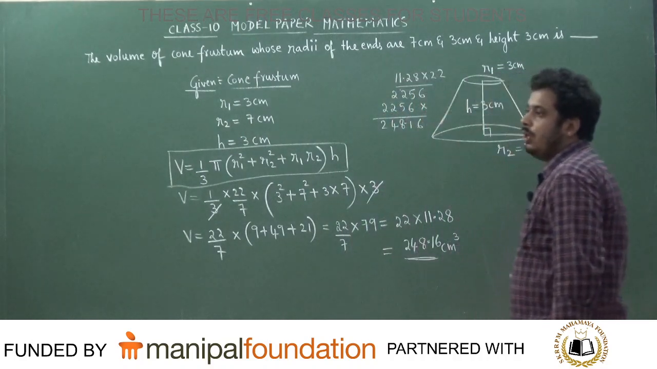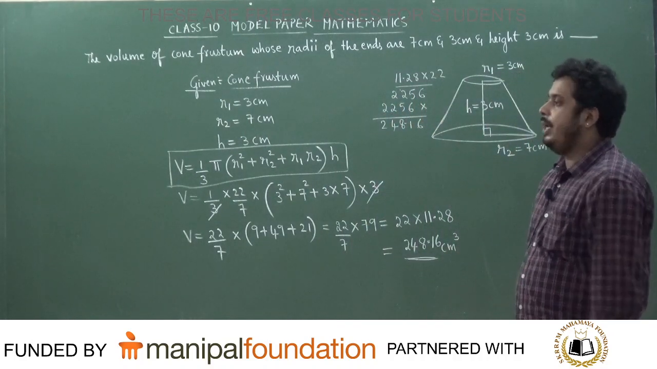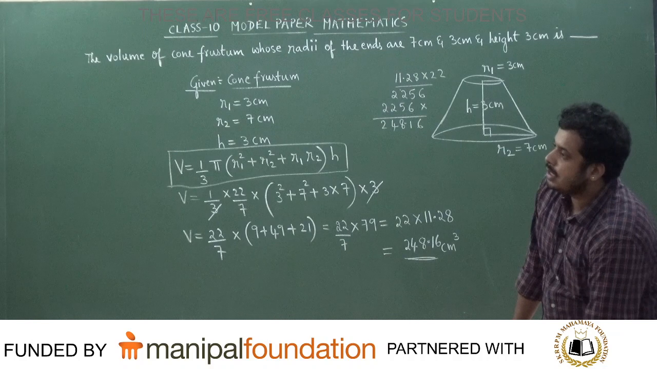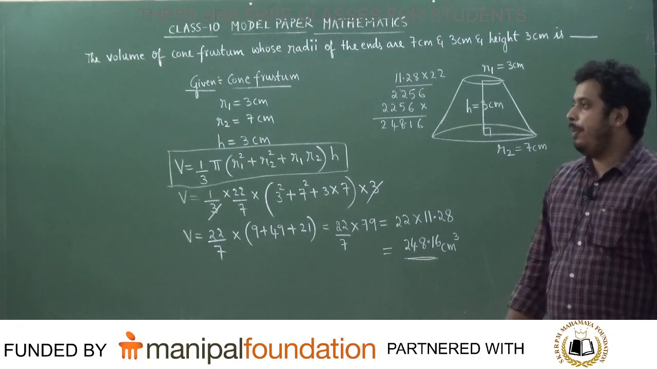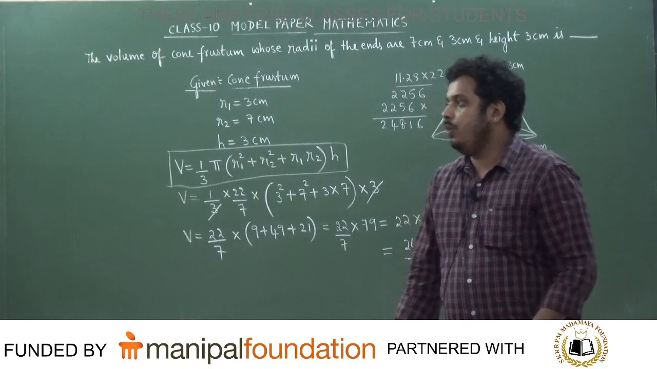When nothing is told about pi, you will always substitute pi as how much? 22 divided by 7. Is it okay? When nothing is told about pi, you put the value of pi as 22 divided by 7.